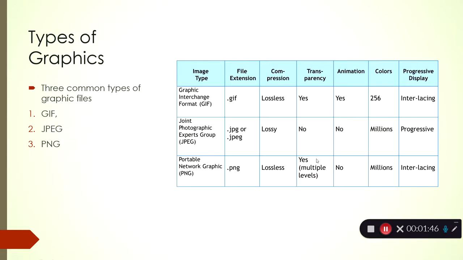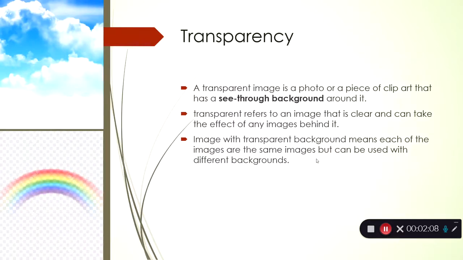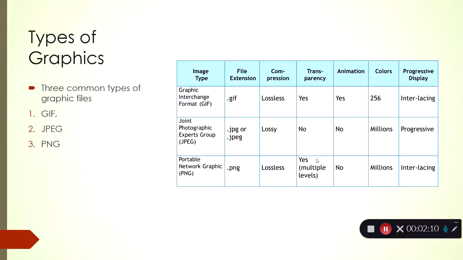You can look at this table, where GIF and PNG images are lossless, following lossless compression, and the JPEG image uses lossy compression. So all the pictures on mobile phones are normally JPEG pictures, which use lossy compression. The second characteristic that we are going to look at is transparency.